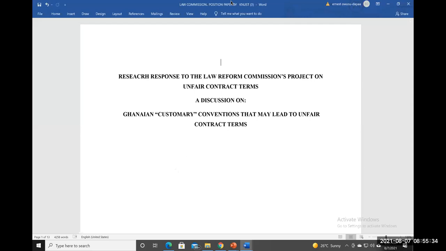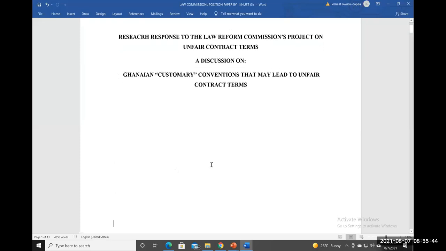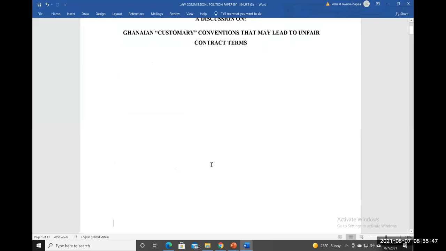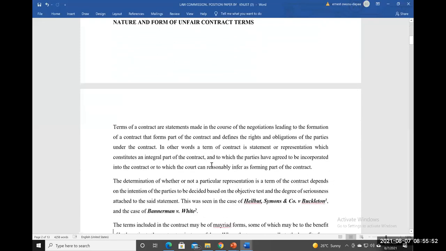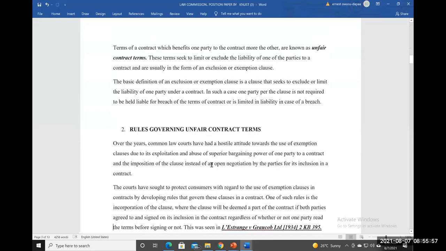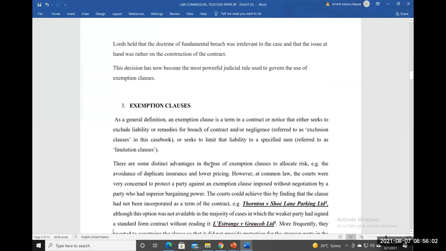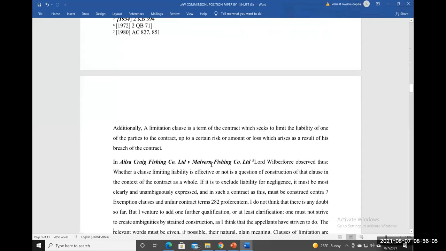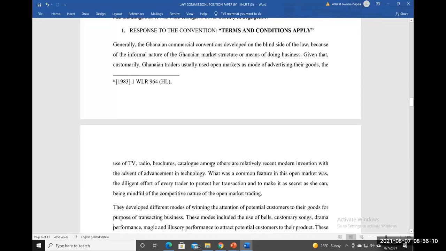This is the discussion. They call it the Ghanaian customary convention that may lead to unfair contract terms. Those are the things that the commission has actually flagged. But let's go to the more. Let's get to what they are saying. What we have here is just a response, so we'll just summarize the law. So good.